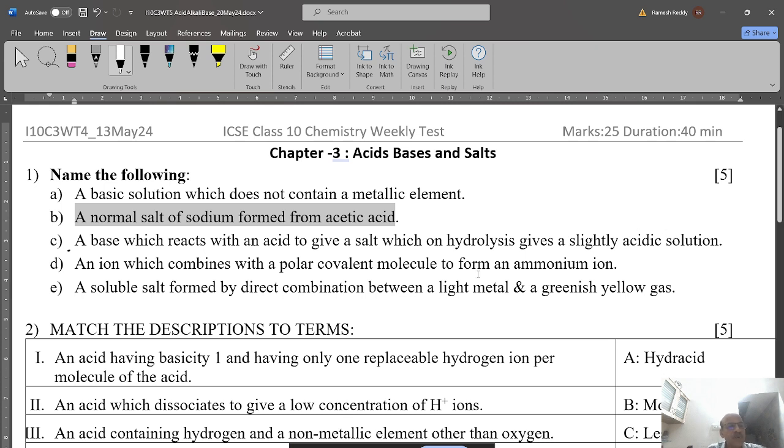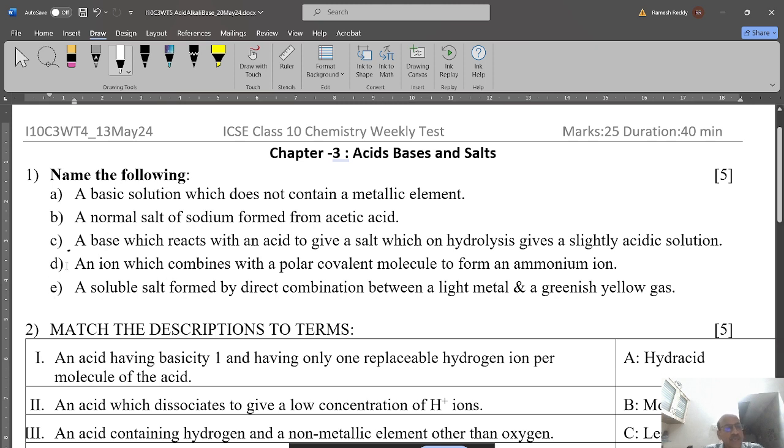C says that a base which reacts with an acid to give a salt, which on hydrolysis gives a slightly acidic solution. Which is the base? It is also ammonium hydroxide only, right? Exactly. This also is ammonium hydroxide, because on hydrolysis it gives a slightly acidic solution. So that is also right. What you said is right.